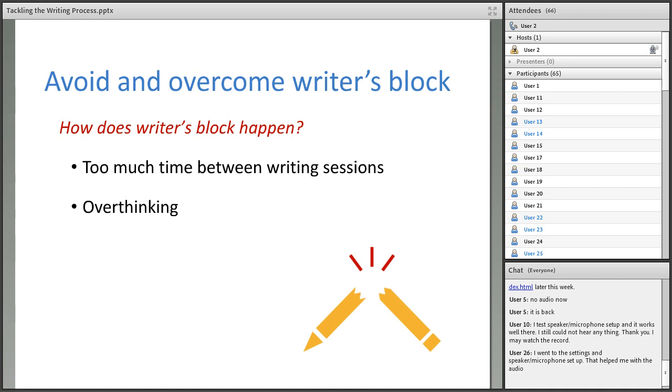Overthinking your writing project. Don't fall victim to paralysis by analysis. Your writing project shouldn't be the only thing in your life. Don't obsess about it. Give yourself some time to work on other things and just relax mentally.